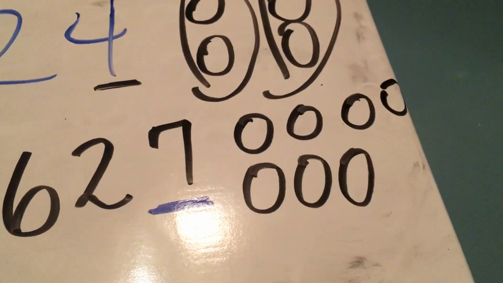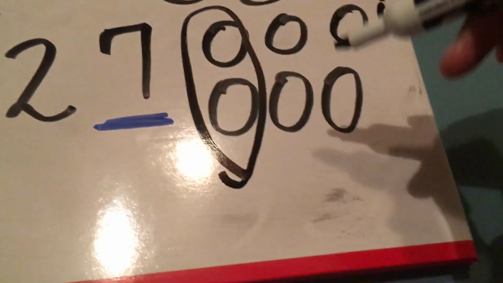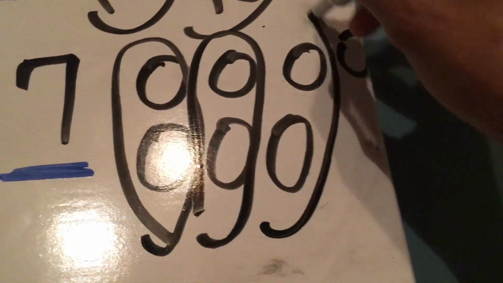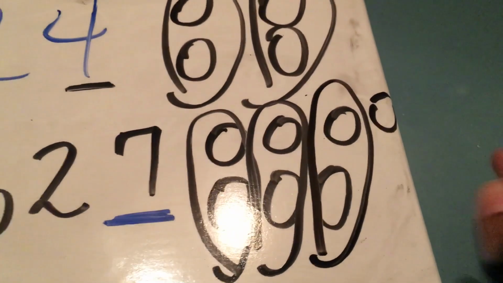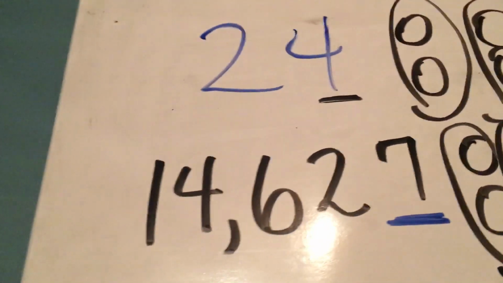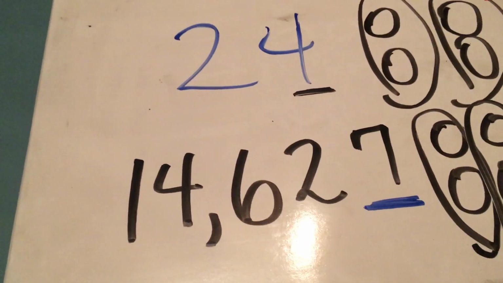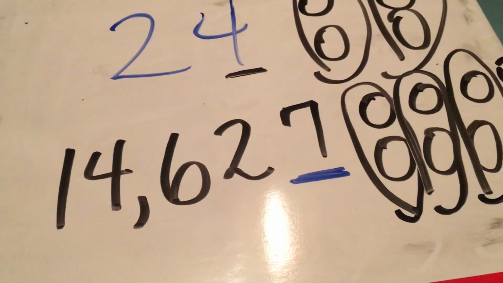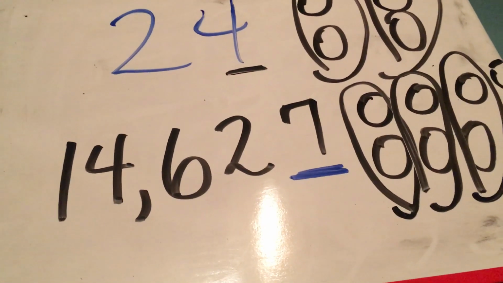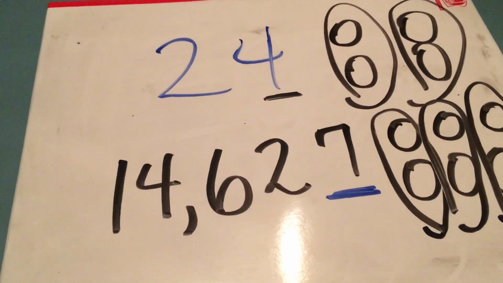All right, you guys can see that? So that's a loop in a pair. That's a pair. That's a pair. You see that odd one hanging out by itself. So that means that 14,627 is an odd number. Okay? So that was odd and even.